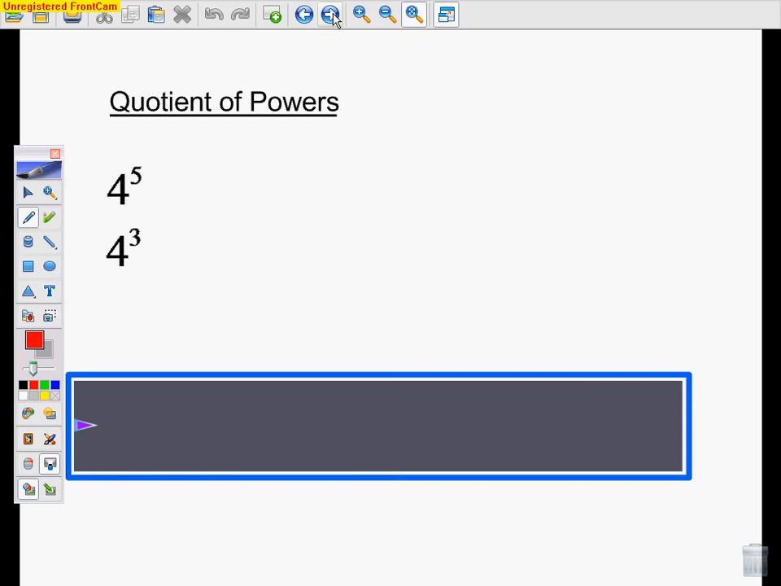To start off, let's talk about what 4 to the 5th means again. If we were to expand that out, we know that that is 4 times 4 times 4 times 4 times 4, right? And 4 to the 3rd, if we expanded that, that'd be 4 times 4 times 4.